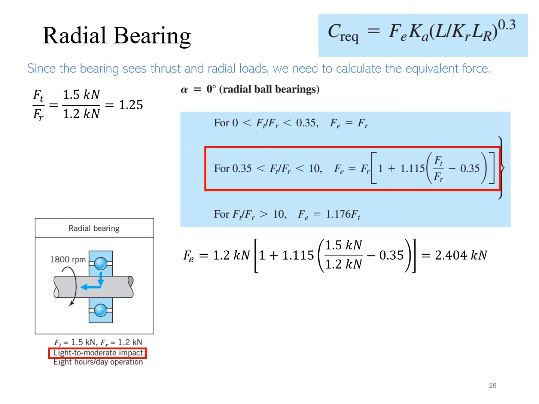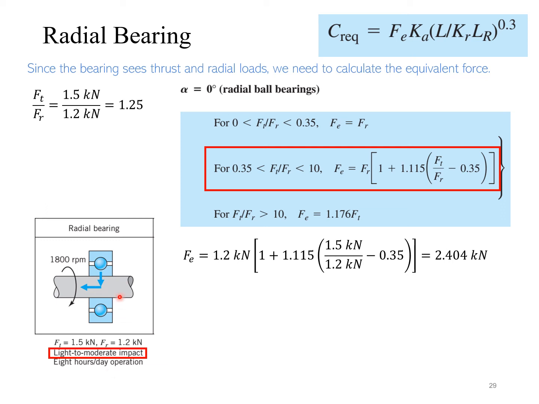Since we'll start with the radial bearing first. Again, we know it's spinning at 1,800 RPMs. The thrust load is 1.5 kilonewtons. The radial load is 1.2 kilonewtons. It's under light to moderate impact, and it's going to work 8 hours a day.